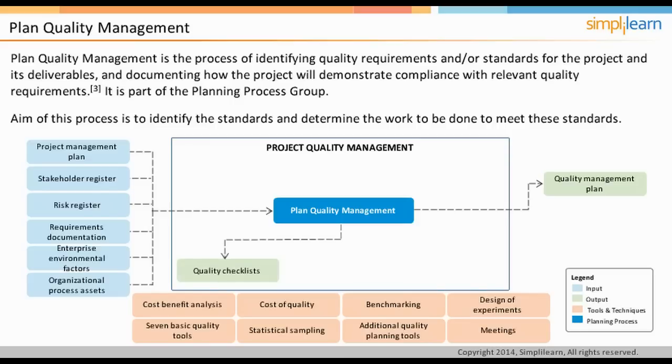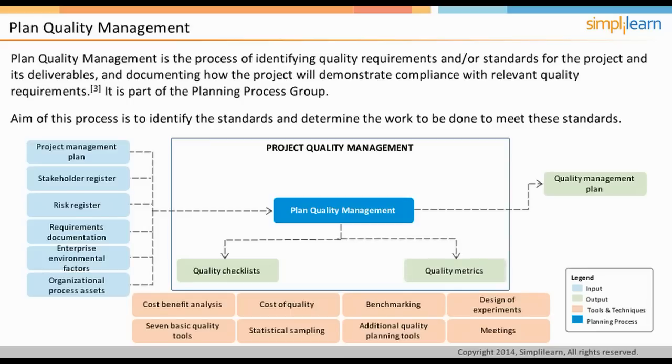Checklist is a list of items to inspect. For example, many of the office buildings have housekeeping checklists to ensure that all floors, cabins, etc. are cleaned. Checklists are created during quality planning and used in quality control.